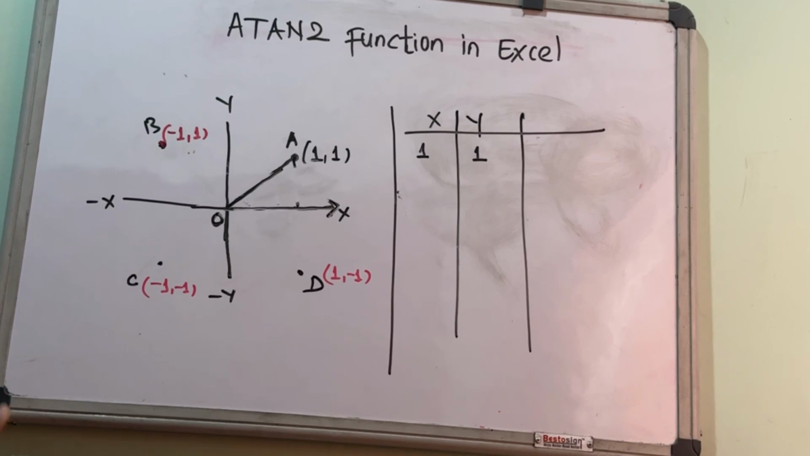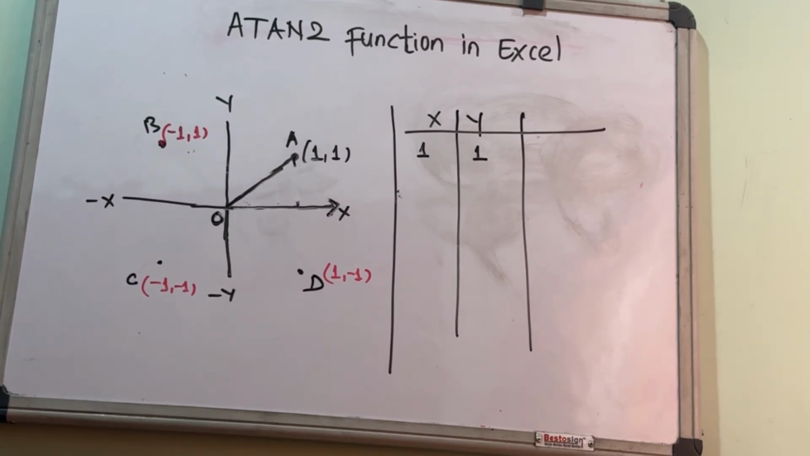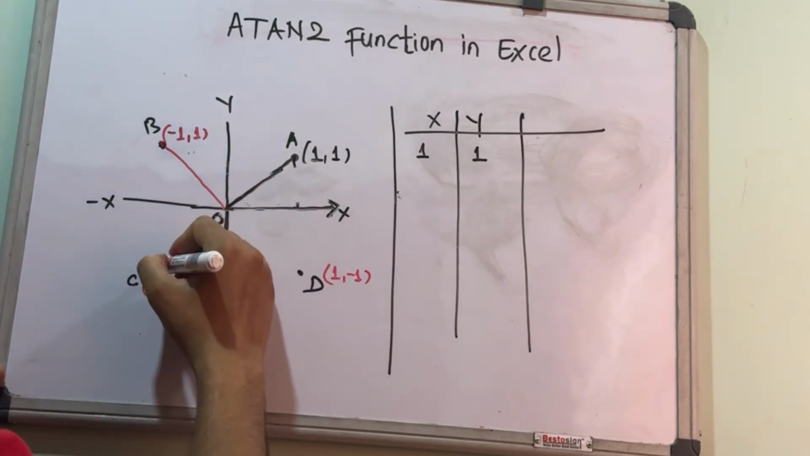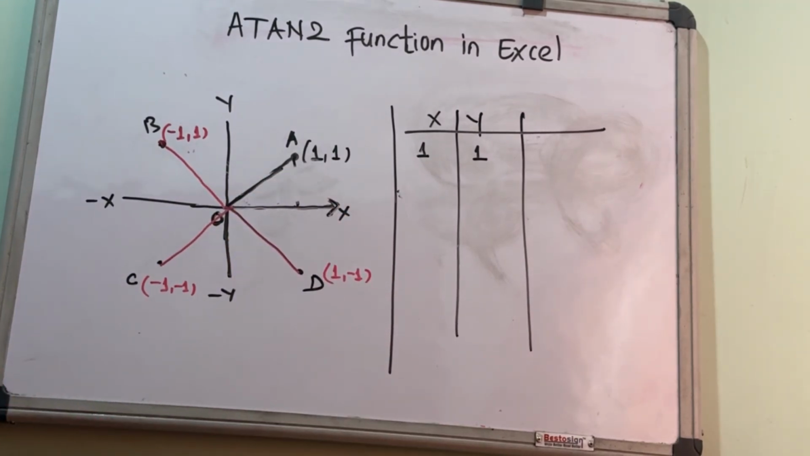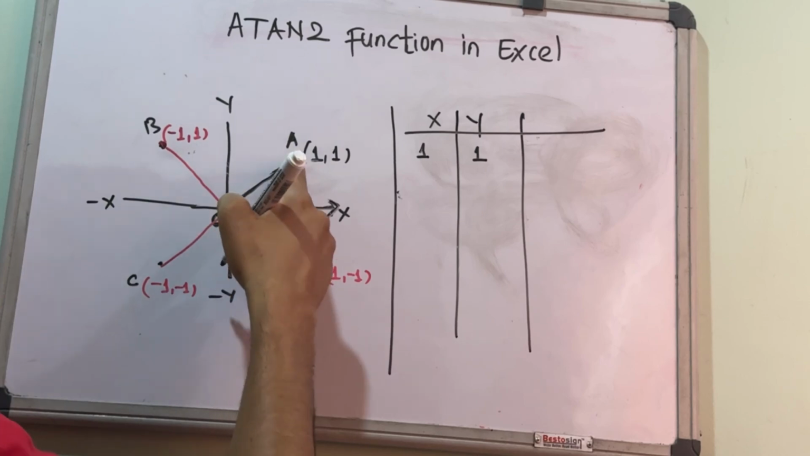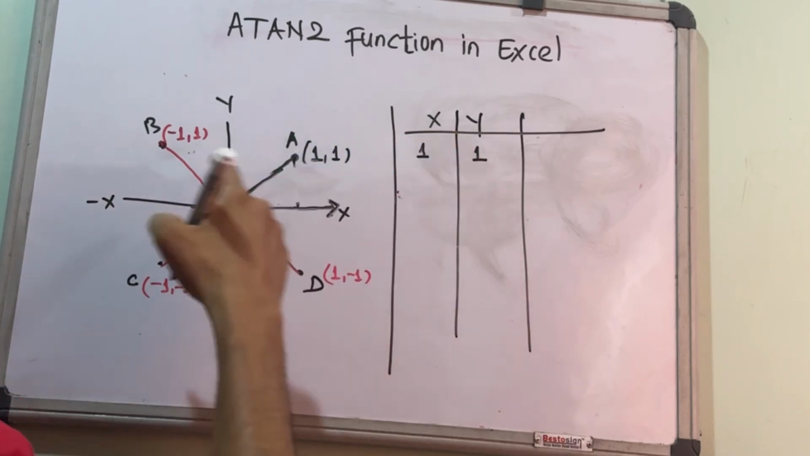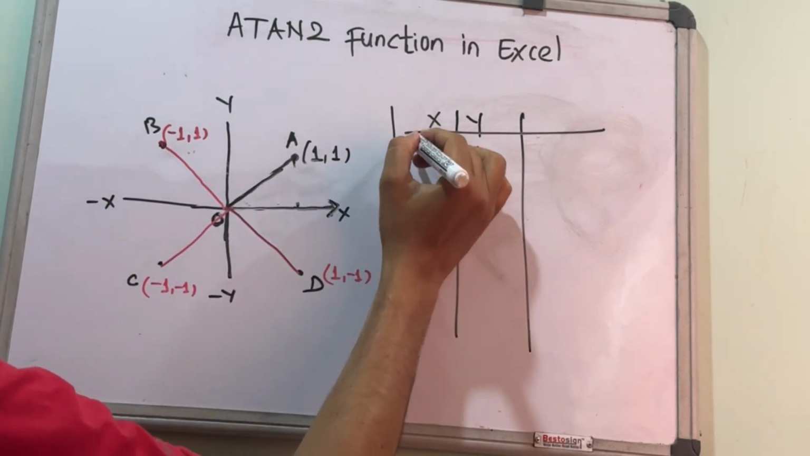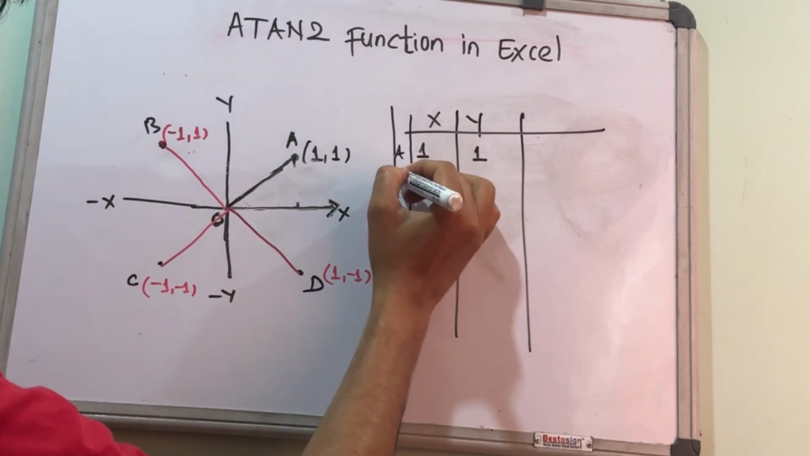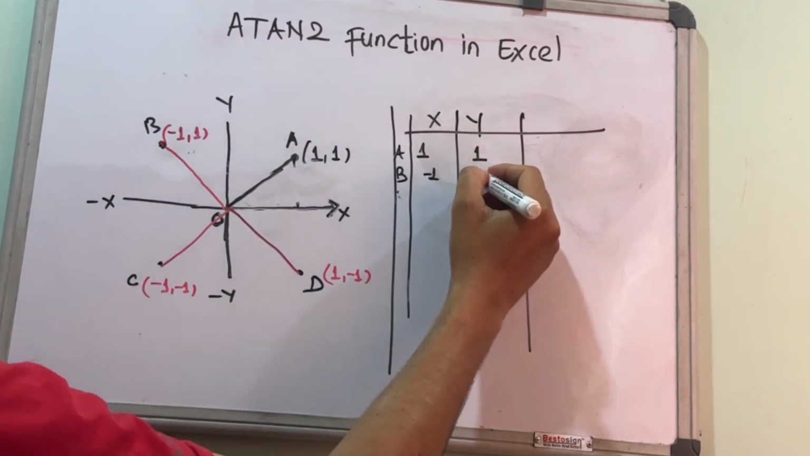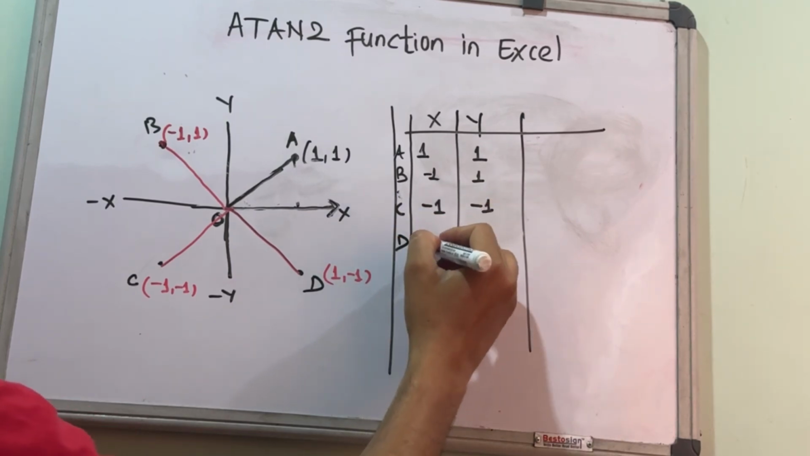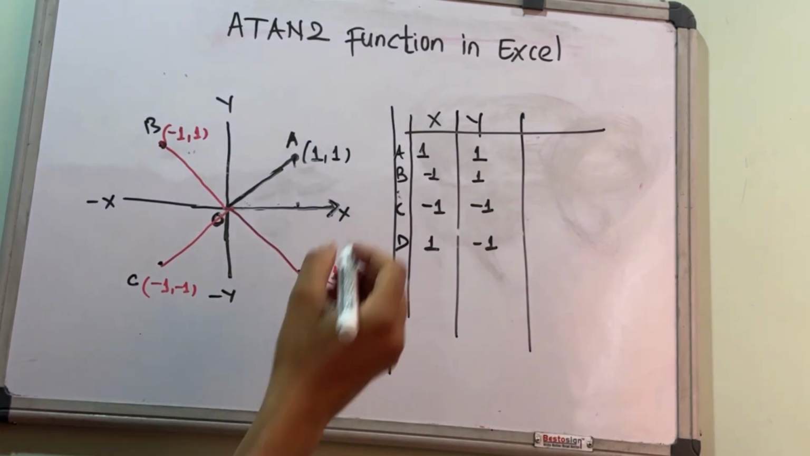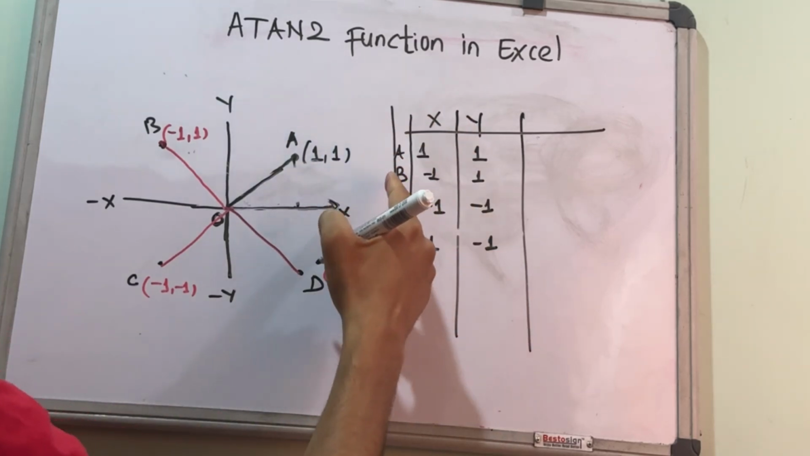So I try to make the coordinates of each of the points here, and I join all these lines. Let us see. First for A, this is (1, 1). For B, this is (-1, 1). This is C, (-1, -1), and this is D, (1, -1). So I put the coordinates of A, B, C, D here.